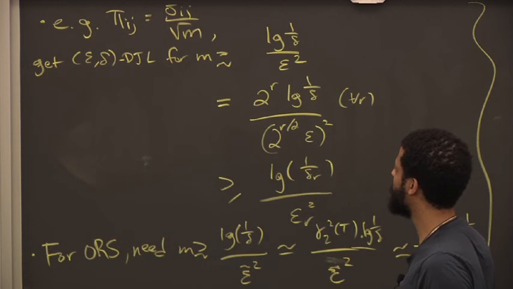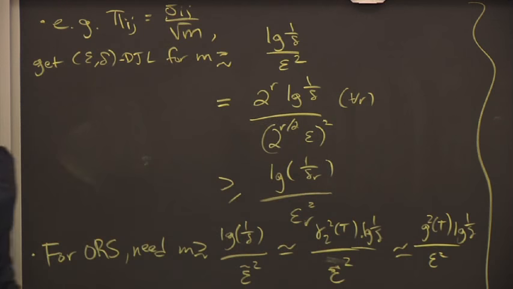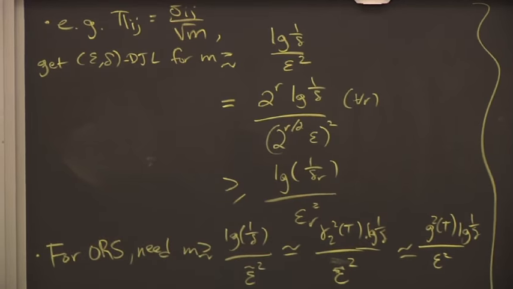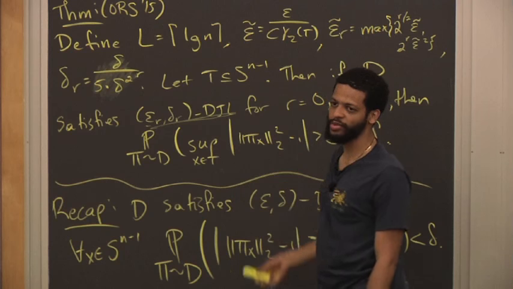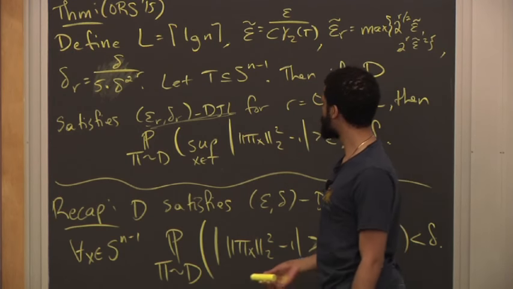Other way around. ORS 15 says this, which is the other way, which basically means DJL implies Gordon's theorem. It says if you satisfy DJL at all these different scales, then you preserve everything in T. So if the distribution satisfies DJL at all these different scales for all these different r's, then there's a good probability that you'll preserve everything in T simultaneously.